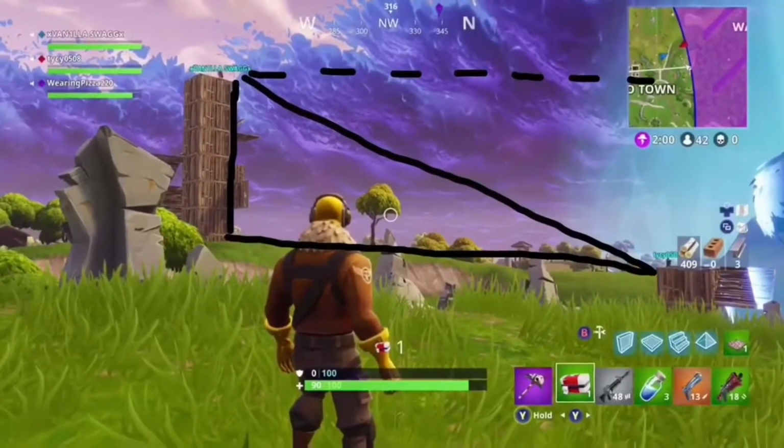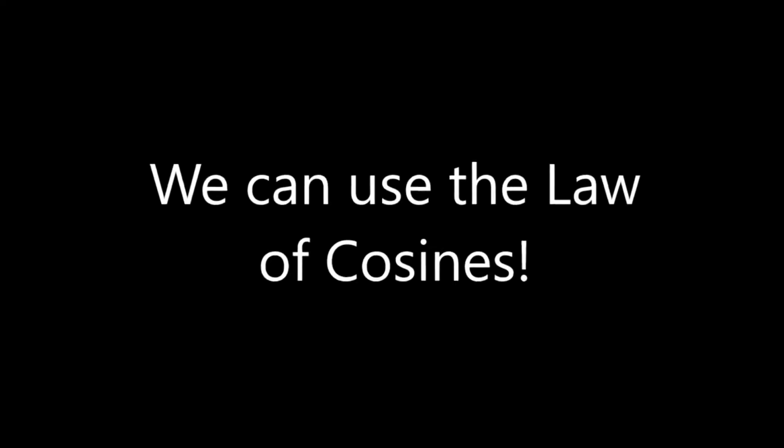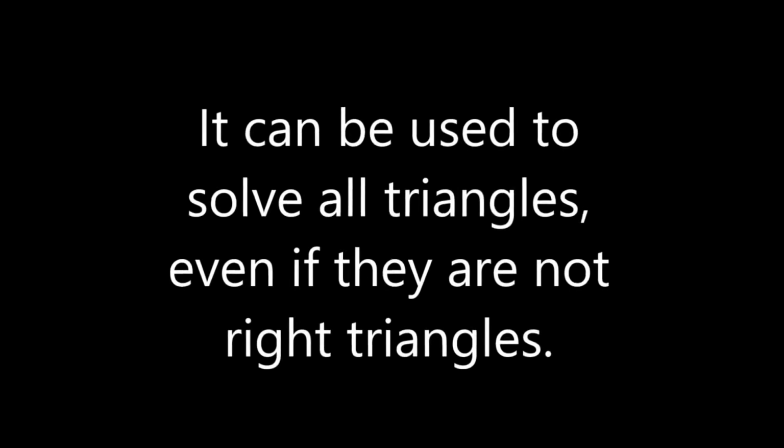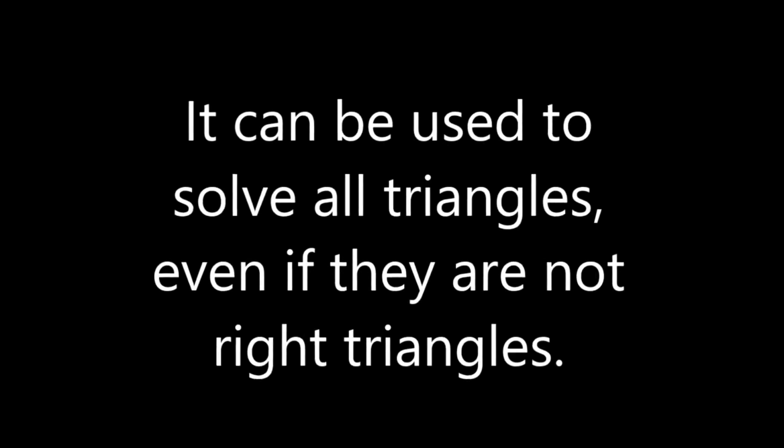How could we figure out these angles for the perfect shot? Similar to the law of sines and Pythagorean theorem, this law can be used to solve for unknown sides and angles in all triangles, not just right angles.